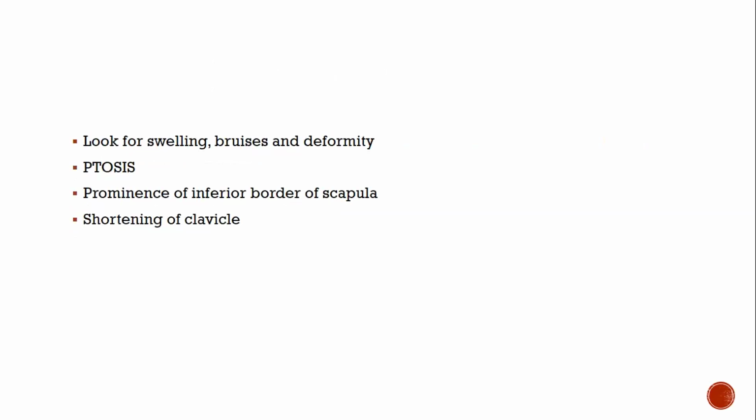Ptosis is a medially driven, drooping and shortened shoulder. We should look for any prominence of the inferior border of the scapula and shortening of the clavicle, which can be assessed by comparing it with the contralateral side.